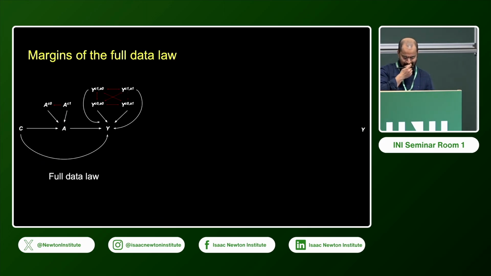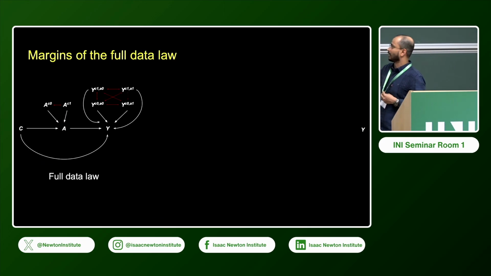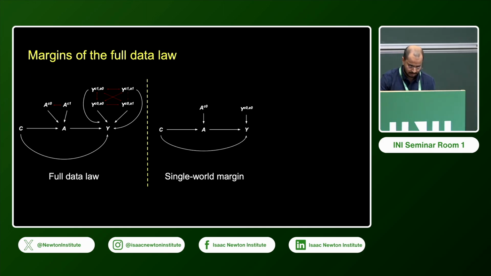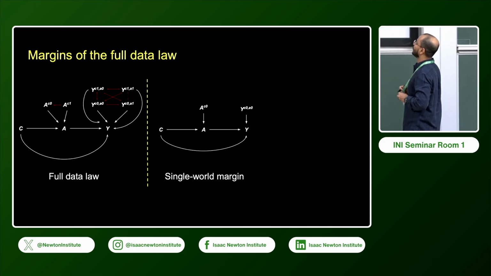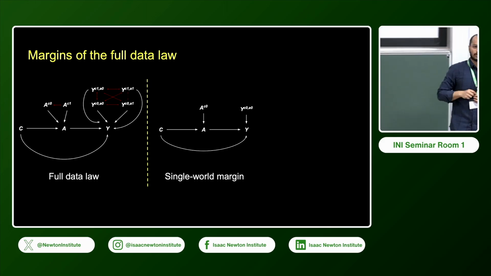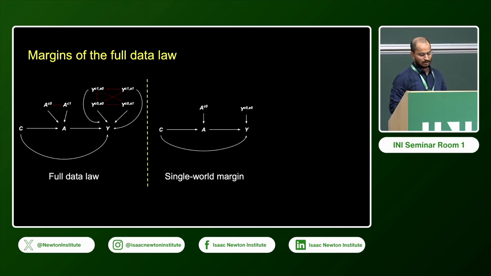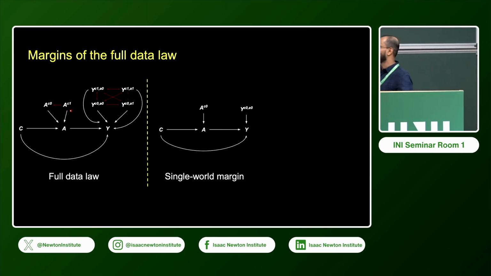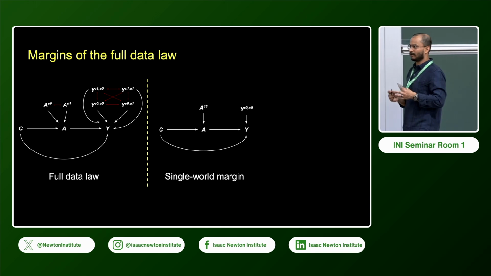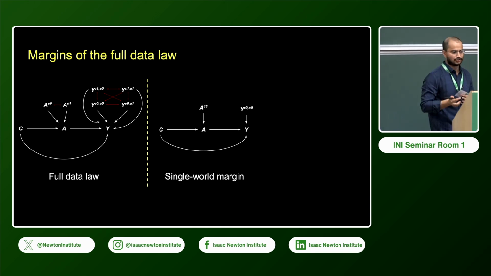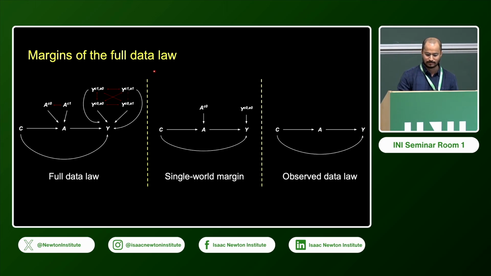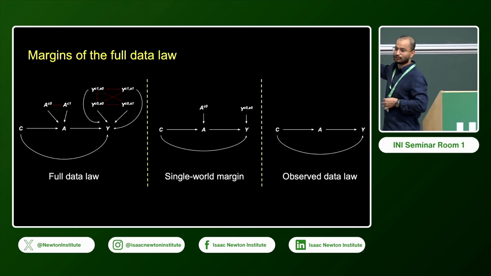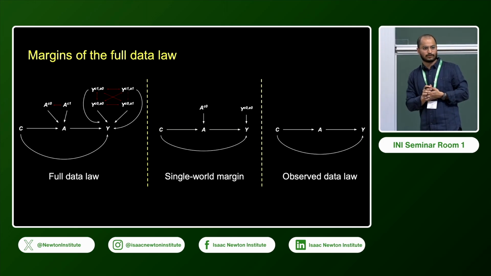Okay. So if we're thinking about margins of the full data law, that's what the full data law looks like. Here's what a single world margin might look like. I've latent projected out everything except some potential outcomes that agree on the value assignments. The latent projection here is kind of trivial because in an NPSEM-IE model there are not very many bidirected edges, so you basically end up with a DAG. Then if I project further and get rid of all potential outcomes, I end up with just the observed data law, which is the initial DAG that I started with when defining this model in the first place.